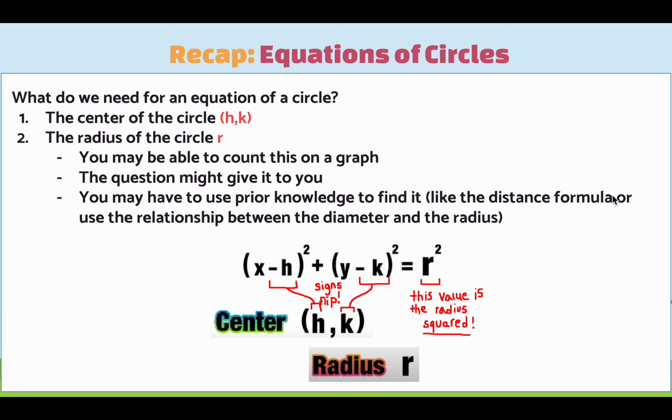Maybe like using the distance formula or the Pythagorean theorem, or maybe using the relationship between the diameter and the radius, but we have these skill sets here to figure out what our radius is. And again, remember that this equation is not given to you, and when you have your equations, we flip the signs of our center, right? So if your center is 4 comma 3, you would have to flip that. It would be x minus 4, y minus 3, and then remember that this value over here on the other side of the equal sign, that's equivalent to your radius squared.